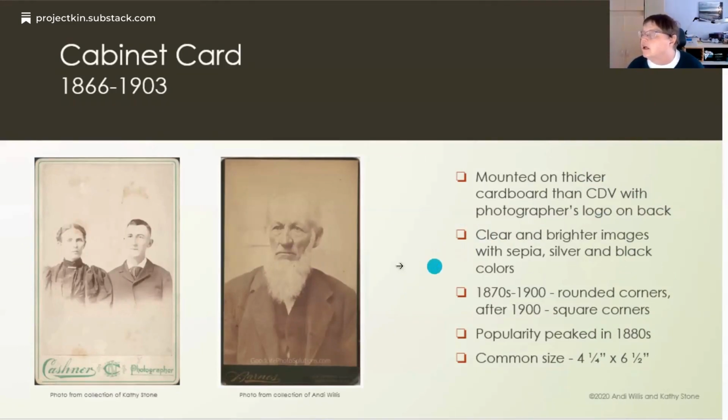So they're clearer, brighter images. They had sepia or silver and black color to them. They were mounted on cardboard that was thicker than a carte de visite. And again, after the 1870s, they had rounded corners, and after 1900, they had square corners. The popularity peaked at about the 1880s, but you still found them after that too.